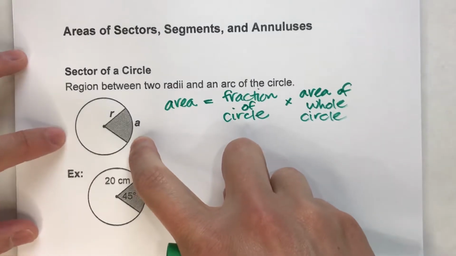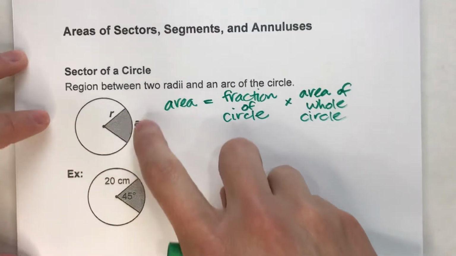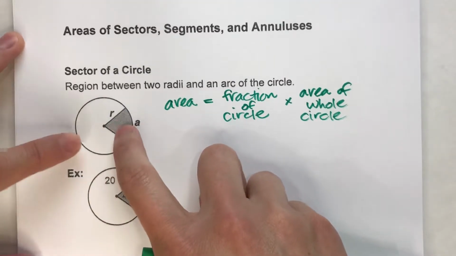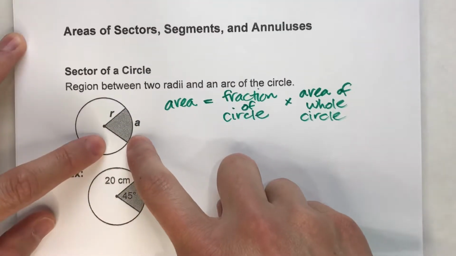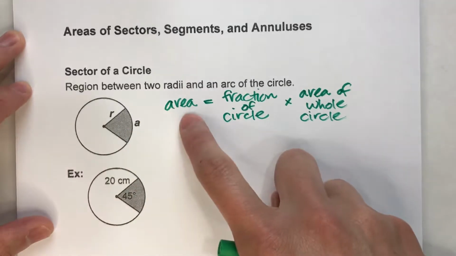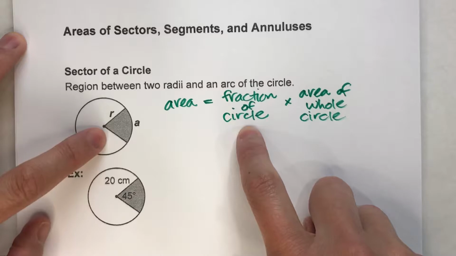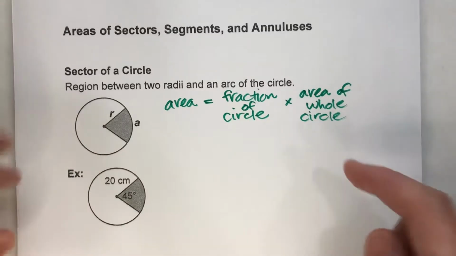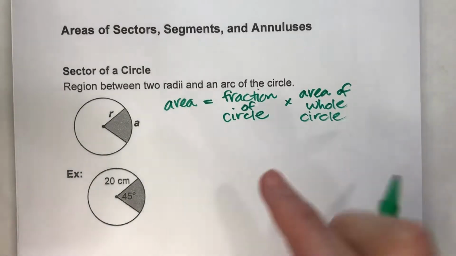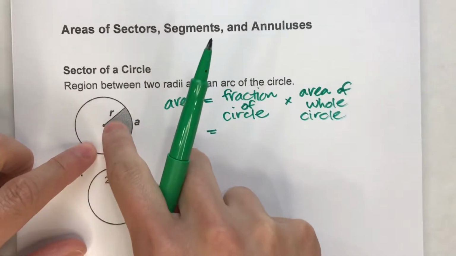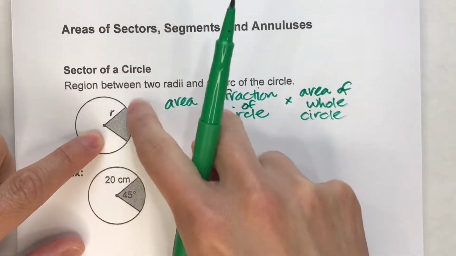It's basically like a slice of pie or a slice of pizza. All right? So you can imagine this as a fraction of the whole circle. So to find the area of a sector, what you're going to do is figure out what fraction of the circle you're working with, and then multiply that by the area of the circle. Now, usually you'll be given this angle right inside here or this arc measure out here.